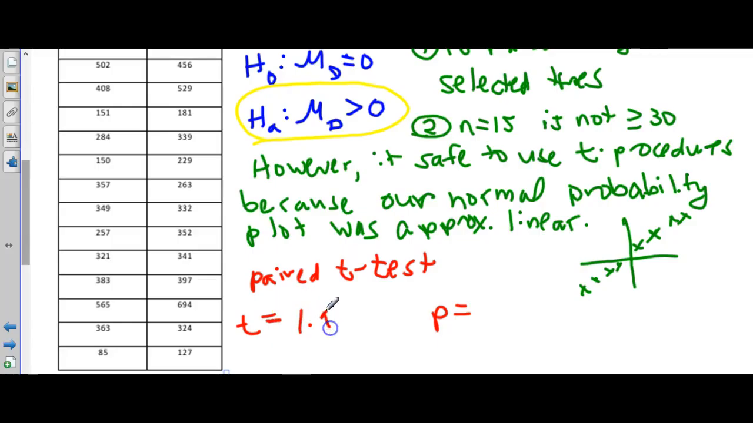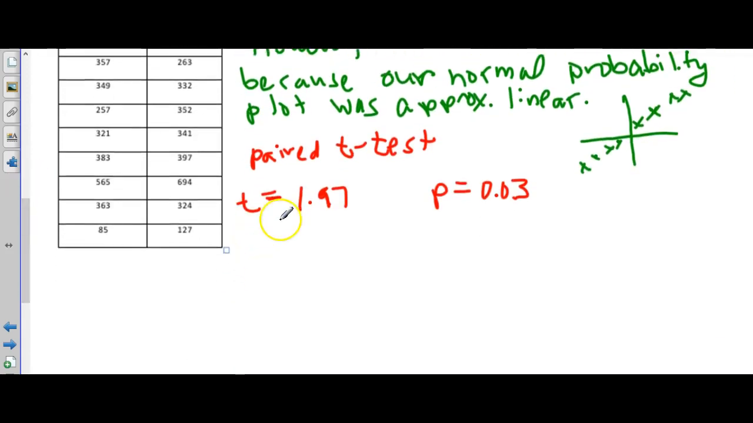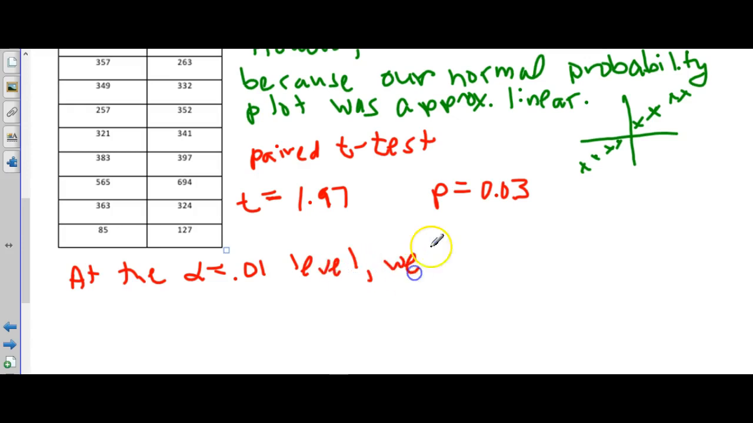So 1.97, 0.03, and I believe we're told to use an alpha level of 0.01. So at the alpha level 0.01, this is not quite convincing enough evidence. So at the alpha equals 0.01 level, we fail to reject. And you should always compare your alpha level and p-value. So we fail to reject the null.